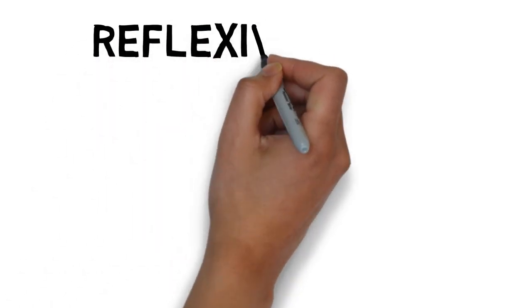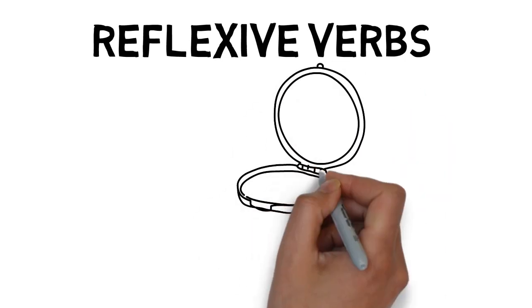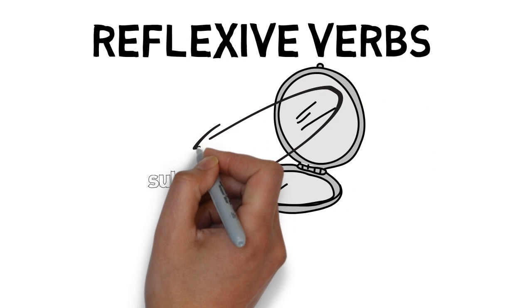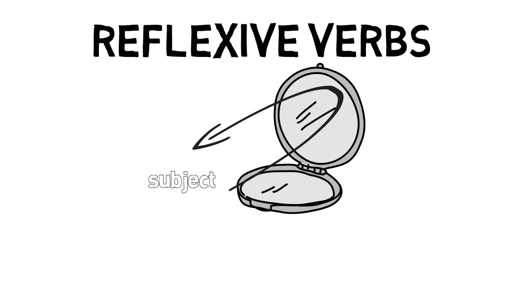Today's topic is reflexive verbs. This is the term for verbs where, for whatever reason, the subject acts on itself. The action taken by the subject reflects back on itself. In English, you'll hear this with pronouns like myself, yourself, himself, herself, etc.